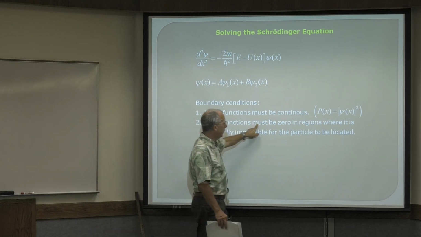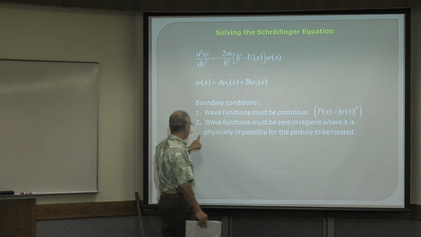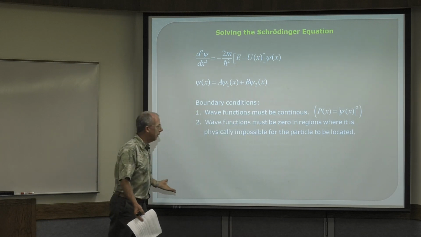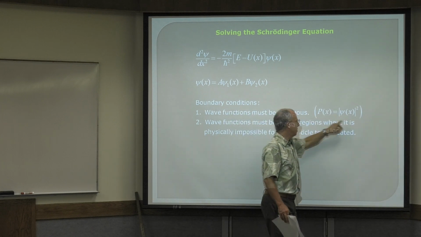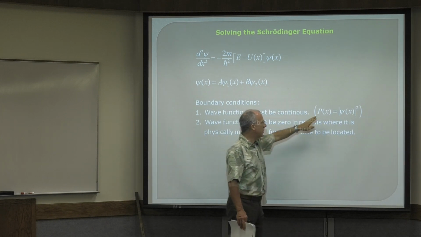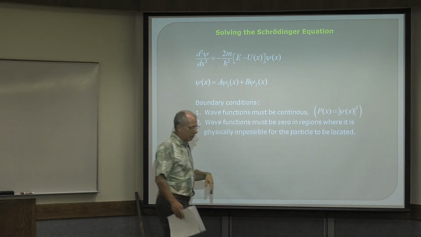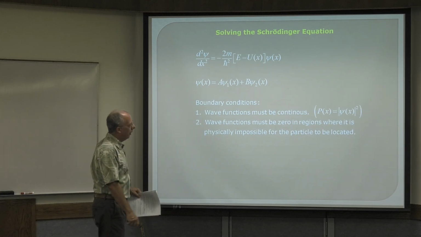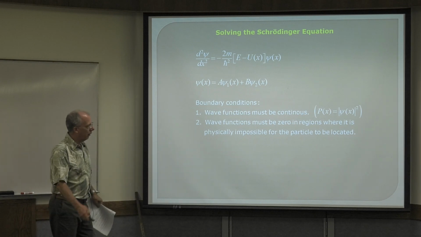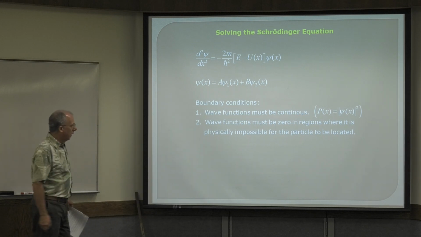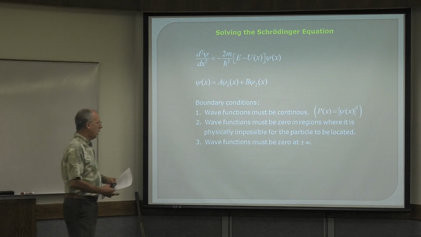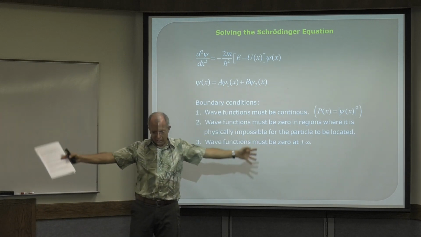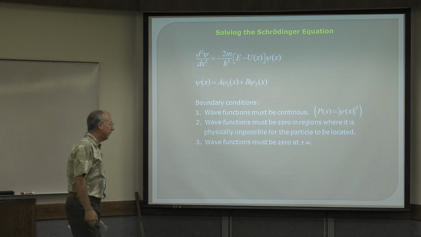Number two, the wave functions have to be zero in regions where it is impossible for the particle to be located. Well, that makes sense too, right? That's basically this, because this is the probability density. Well, that's going to be zero where it's impossible for the particle to be located. Number three, wave functions have to be zero at plus or minus infinity because we're doing our experiment here, not at plus or minus infinity.